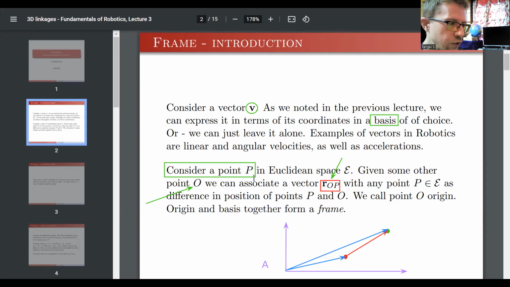Anyway, what I'm trying to say is, for points, it is important to know, if you're describing them as vectors, with respect to what, with respect to which other point. Okay.